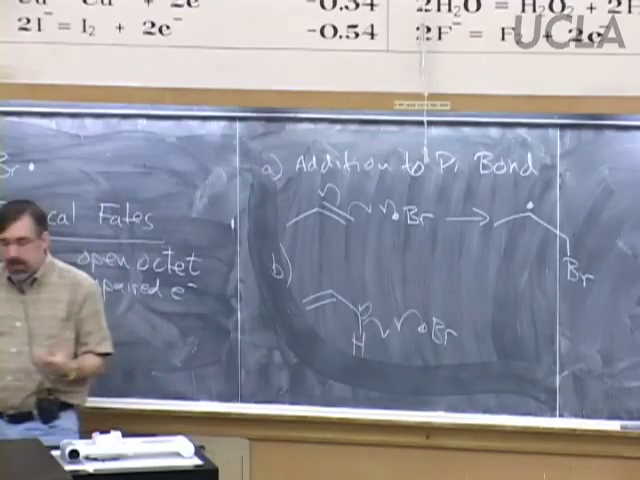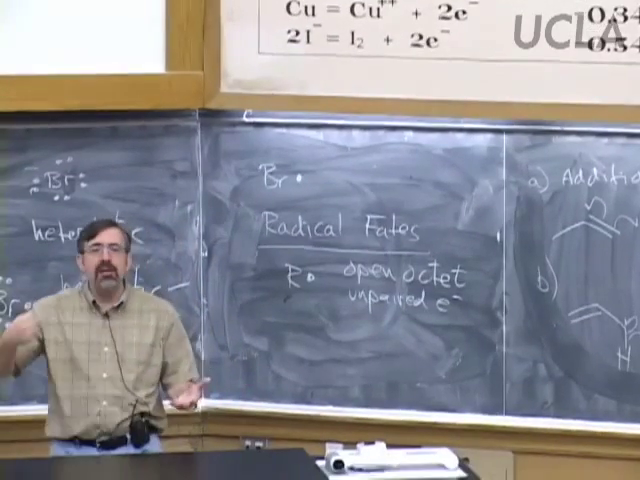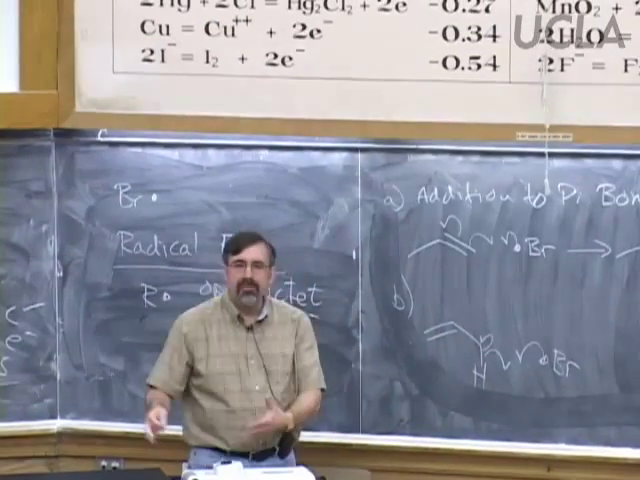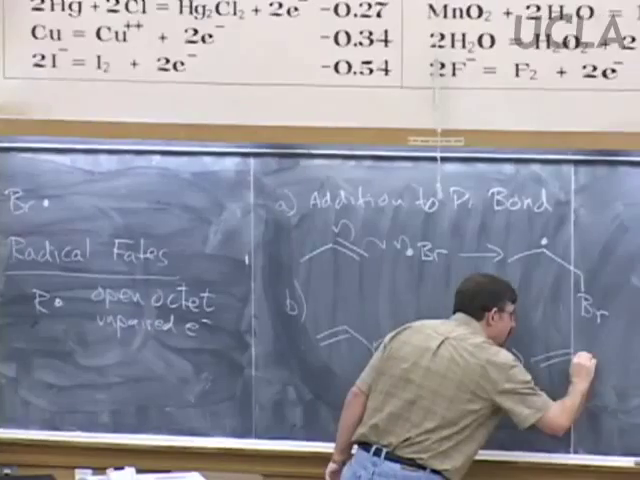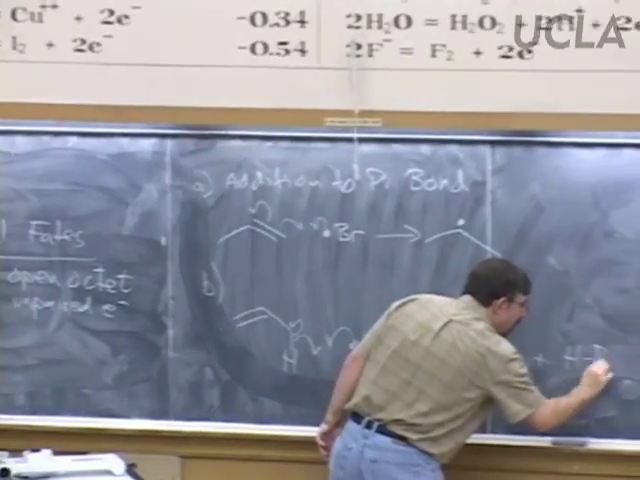So for all intents and purposes, what's happening here is the Br dot bangs into the propene and steals a hydrogen along with one of the electrons. The atom just kind of comes along for the ride. It's the electrons it really needs. So the product of that is a new radical and a molecule of HBr.